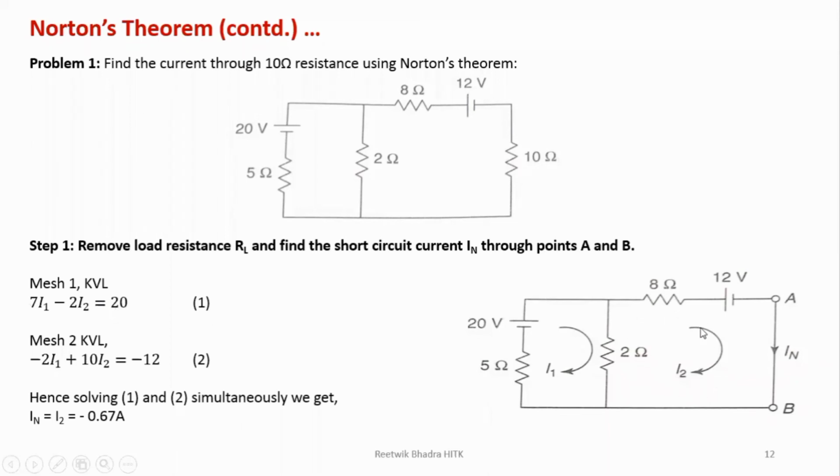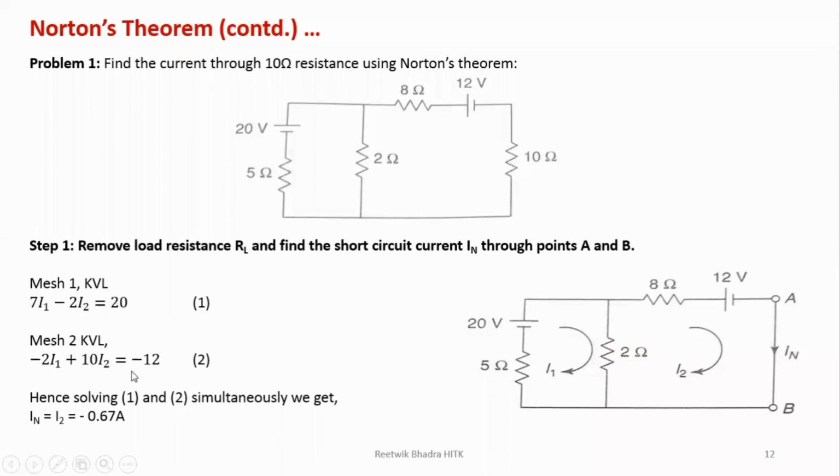Over here I2 is flowing in the second loop. I2 is flowing through 8 and 2 ohm. So 8 plus 2, 10. So that gives me plus 10 I2. 2 is common between 1 and 2, so minus 2 I1 is equal to whatever. Where is the current coming out? Minus 12. So that's why equal to minus 12.